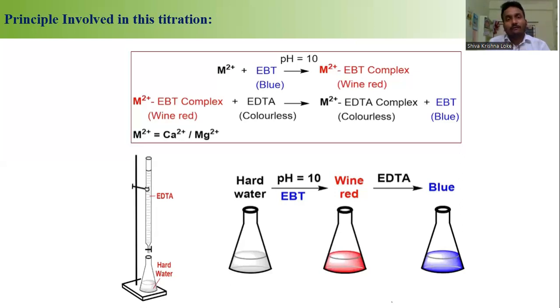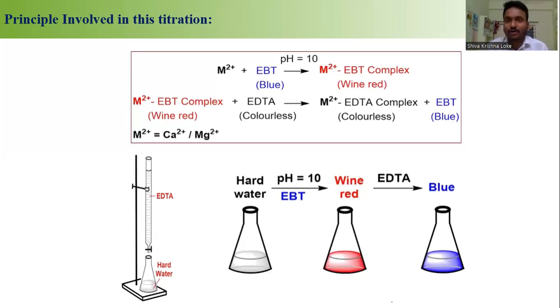Okay, so when we titrate hot water sample against EDTA in the presence of EBT at pH 10, first of all, it will form a metal-EBT complex which appears in a wine red color. After that, if we give excess of EDTA to the given reaction medium, it converts to blue color and it will form a metal-EDTA complex which is colorless.